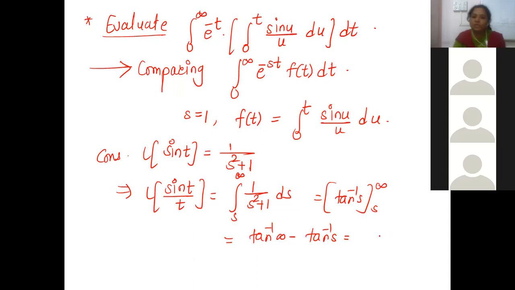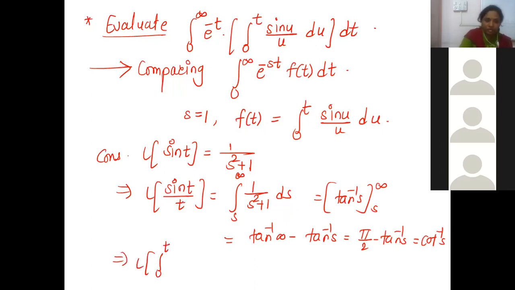What is tan inverse infinity? Pi by 2 minus tan inverse s, or it can be cot inverse s. Done. Sin t upon t done. On that you are writing the integration from 0 to t property. And you can now change the variable t by u, integral of sin u by u, du. So what is that? 1 upon s cot inverse s. Right, 1 upon s into cot inverse s.